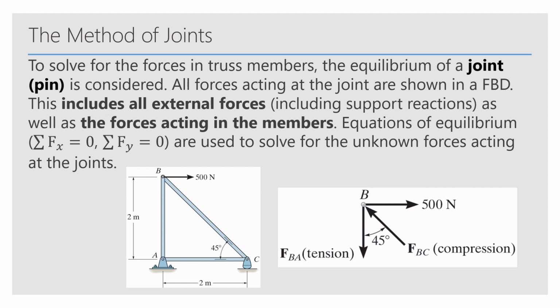Method of joints. To solve for the forces in the truss members, the equilibrium of a joint, which is a pin, is considered. All members acting at the point are shown in a free body diagram. This includes all external forces, including support reactions, as well as forces acting in the members. Equations of equilibrium, which are the sum of forces in x and the sum of forces in y equals 0, are used to solve for unknown forces acting at the joints. Here we see an example of an unknown force acting at joint B, where you could determine it as either compression or tension.